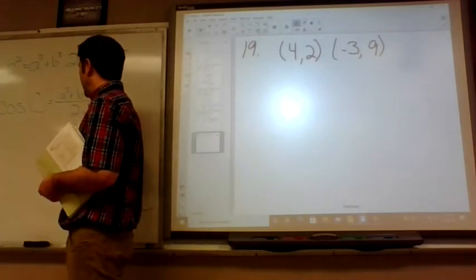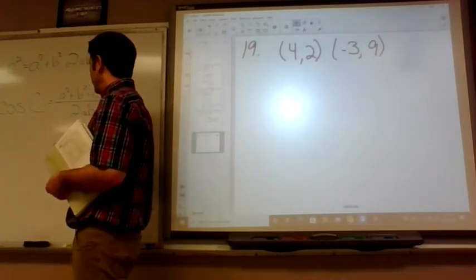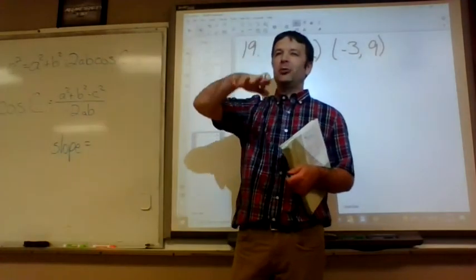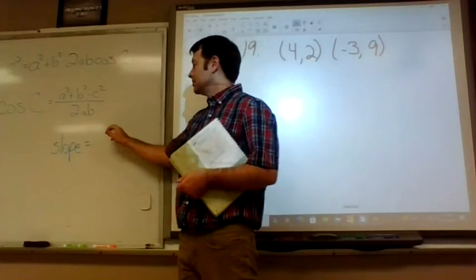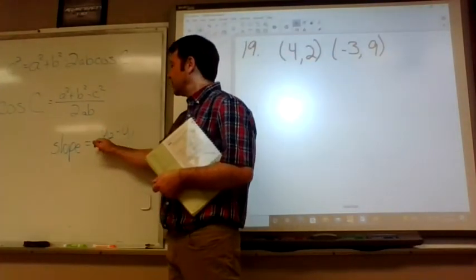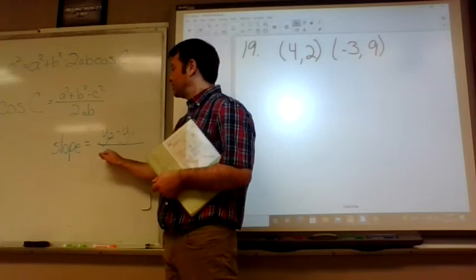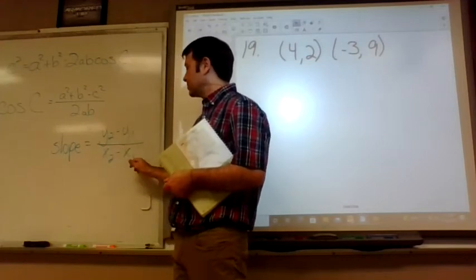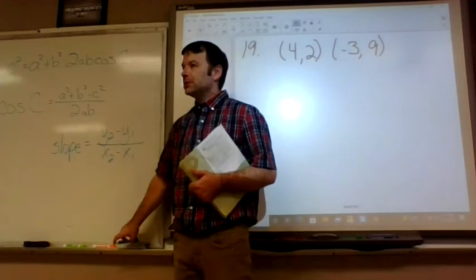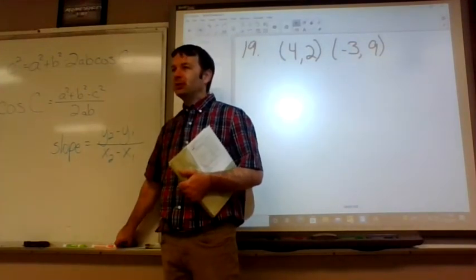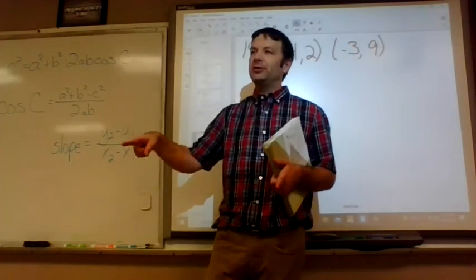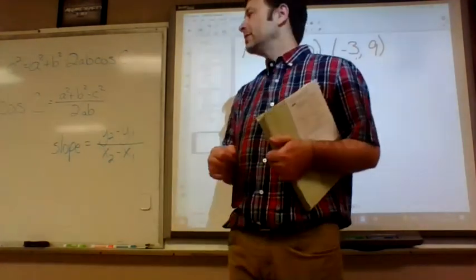Slope is rise over run, right? The rise is basically the change in the y values, which means the difference in the y values. And the run is the change in the x values, the difference between the x values. So this is called the slope formula, not to be confused with the slope-intercept form of a line.